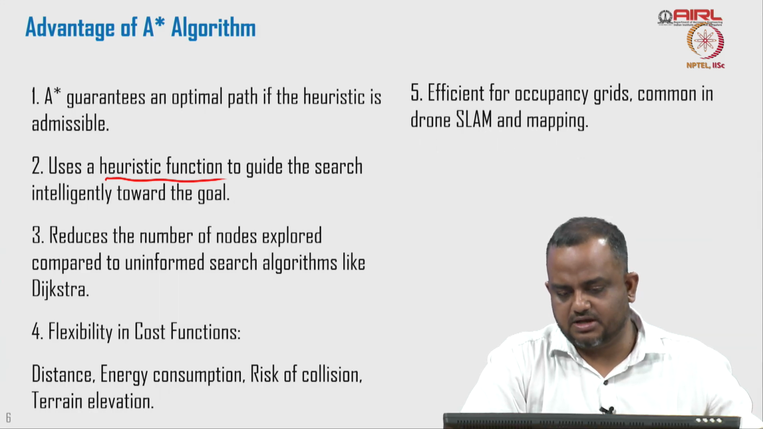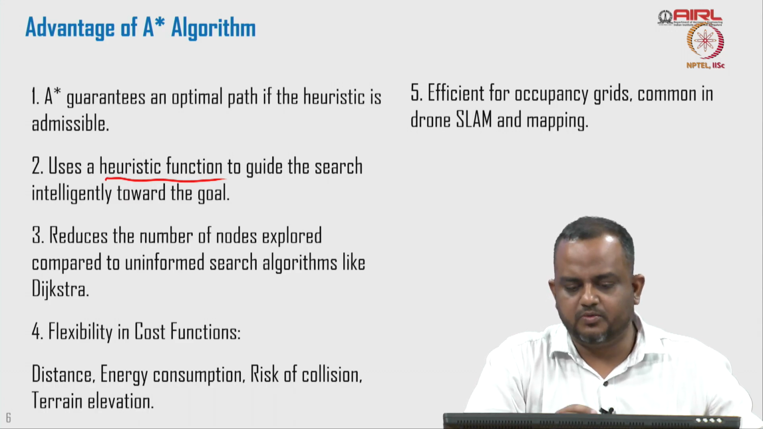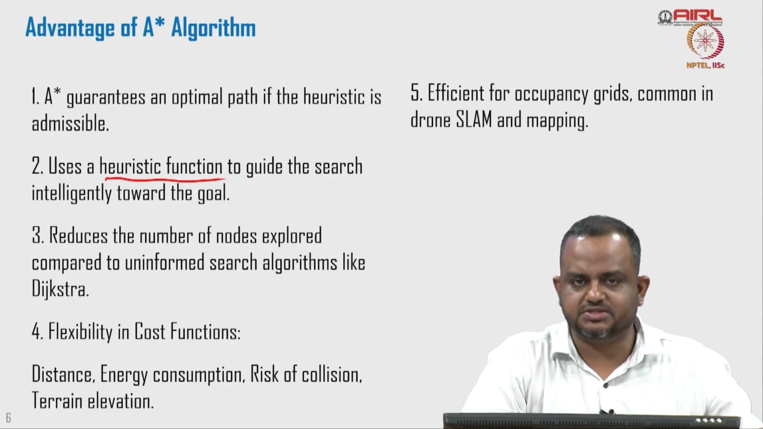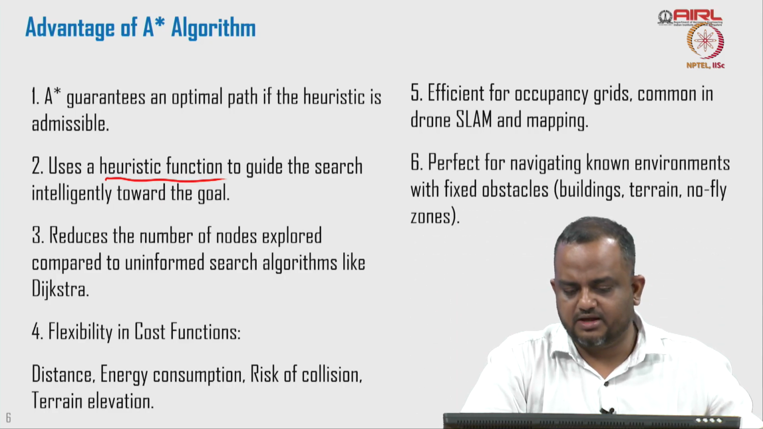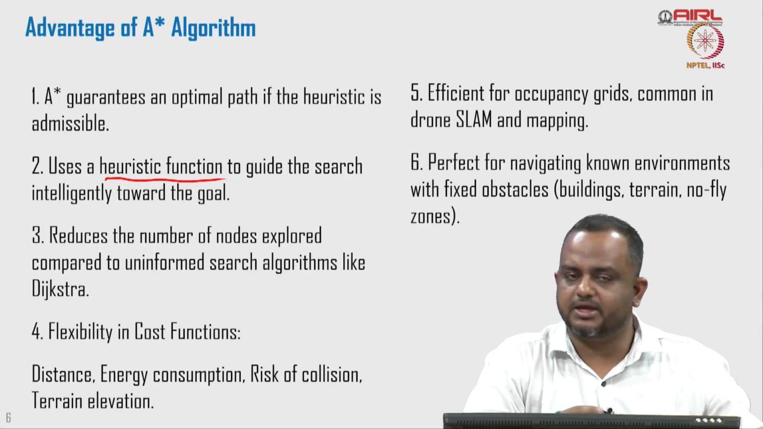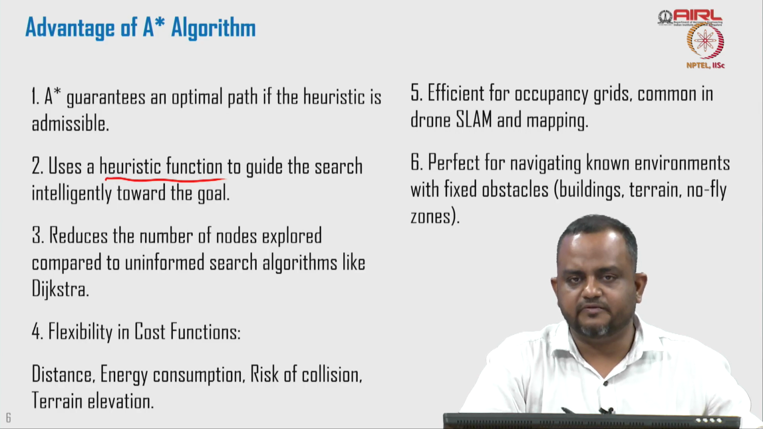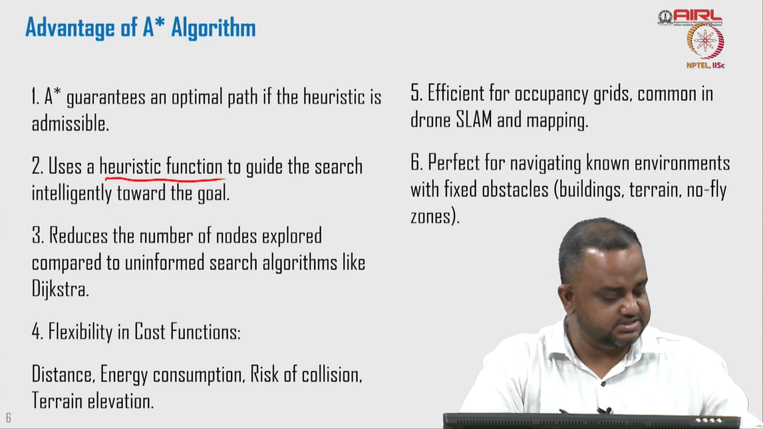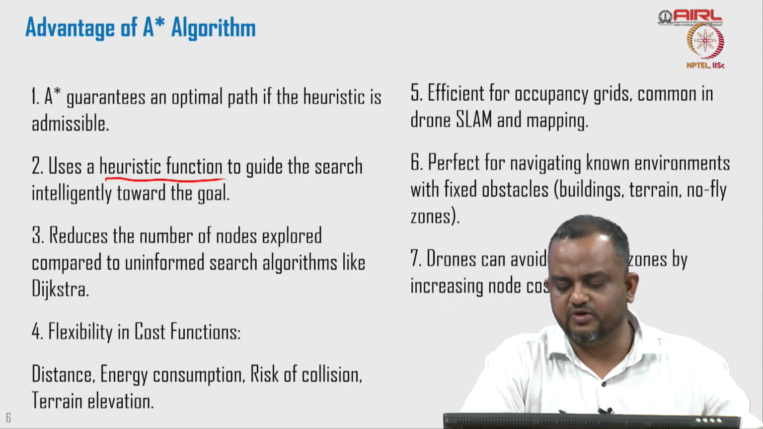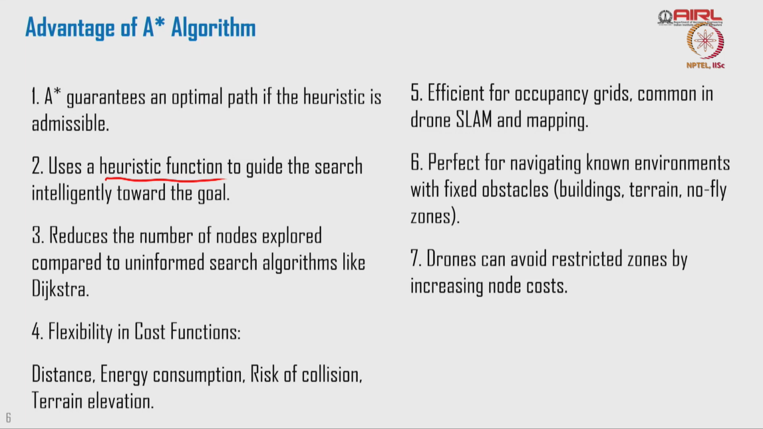Now, A-star algorithm is efficient for occupancy grids, which are very common in SLAM-based drone navigation. Then it is perfect for navigating drone environments with fixed obstacles. Okay. As I was talking about global path planning, if we know the map entirely, it is better, otherwise the conventional A-star algorithm will face challenges. Drones can avoid restricted zones by increasing node costs.